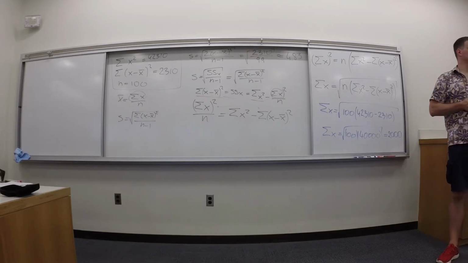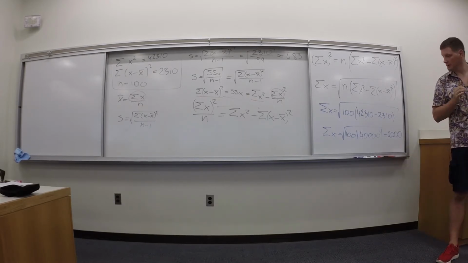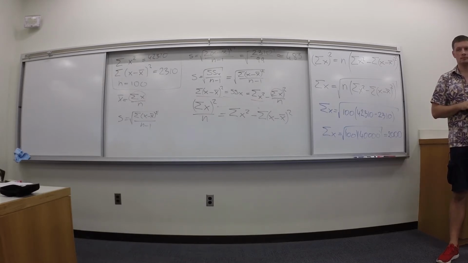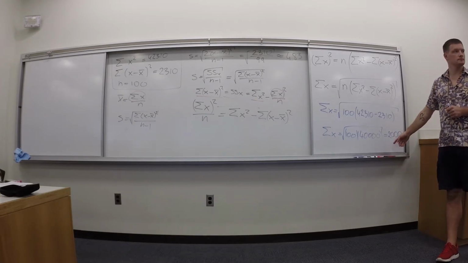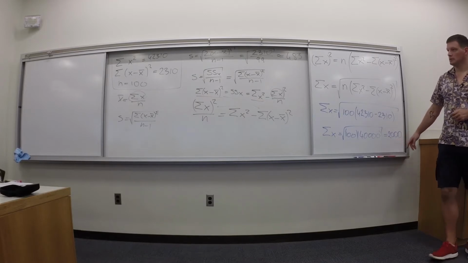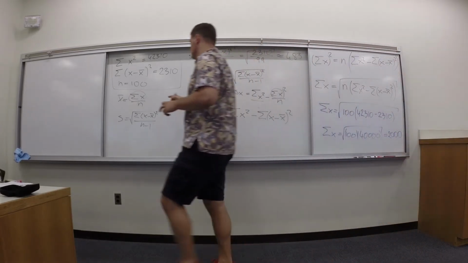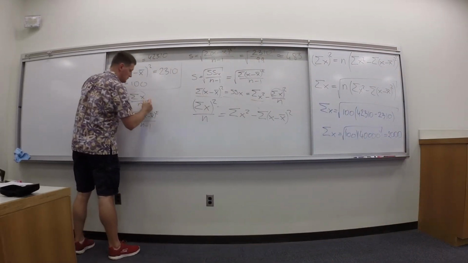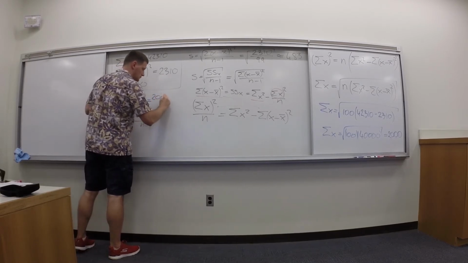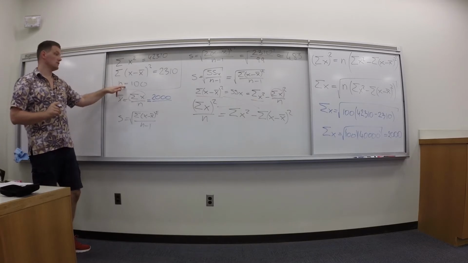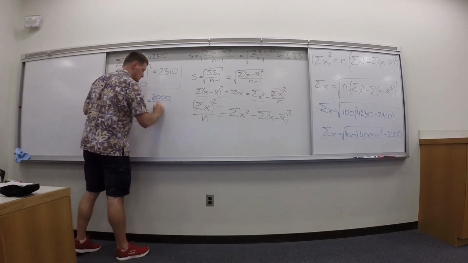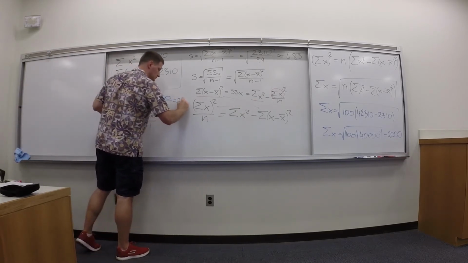Solving problem 5. Everything is on the board. Can we get to the mean from here? Yes. Because the mean we defined as the sum divided by n, which is 100. So that equals 20.